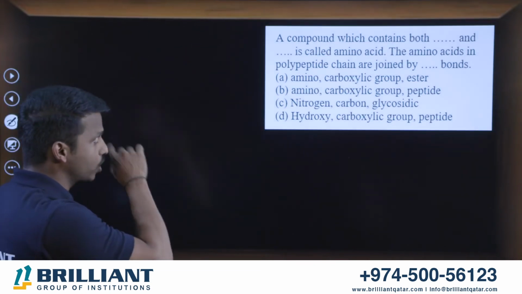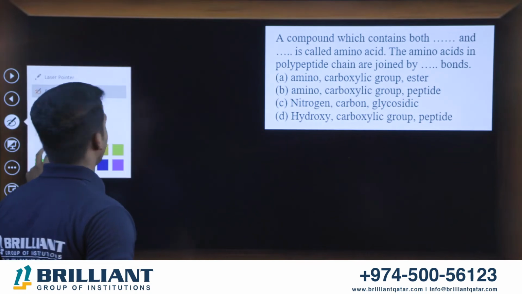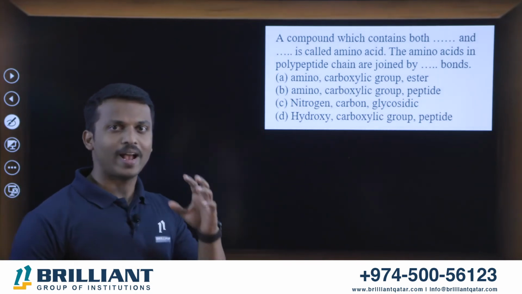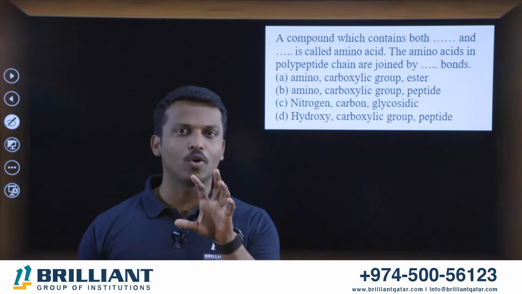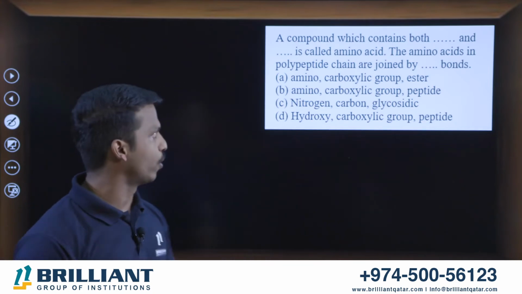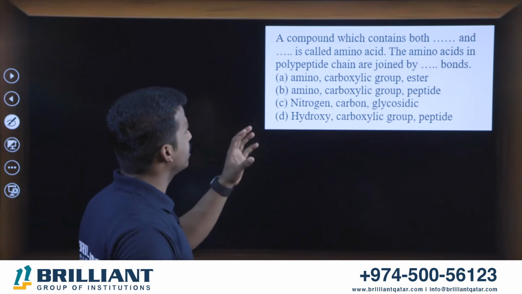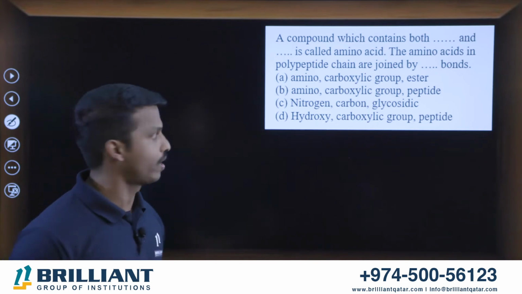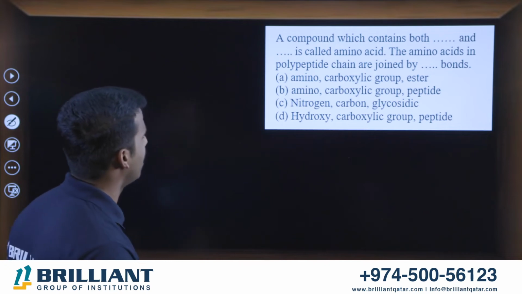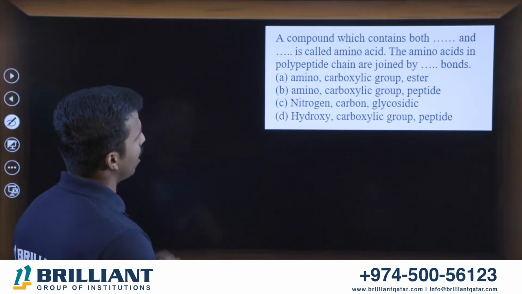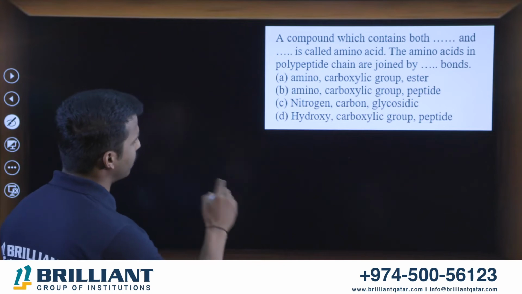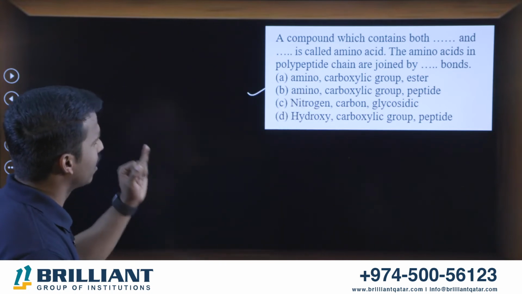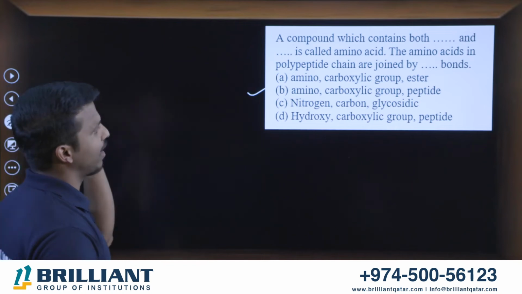A compound which contains both dash and dash is called an amino acid. Amino acid means they contain an amine group and a carboxylic acid group. Yes or no? Yeah. The amino acids in polypeptide chains are joined by a peptide bond, right? Peptide bond. What is the answer? Amino group is there, carboxylic group is there, peptide linkage is there. That is option B, right? Yeah. Amino acid is there, carboxylic acid is there, peptide linkage is there.